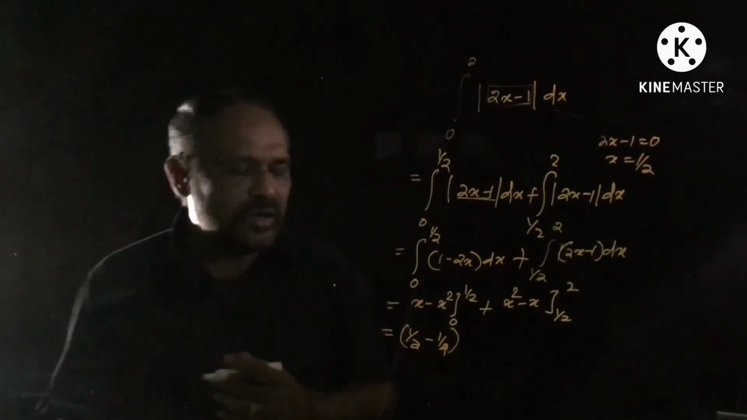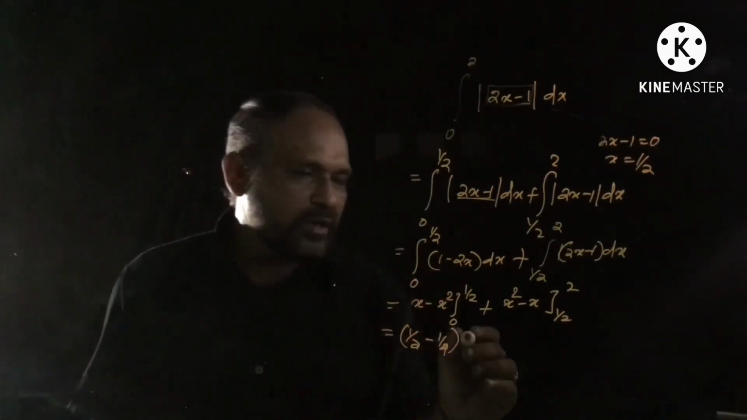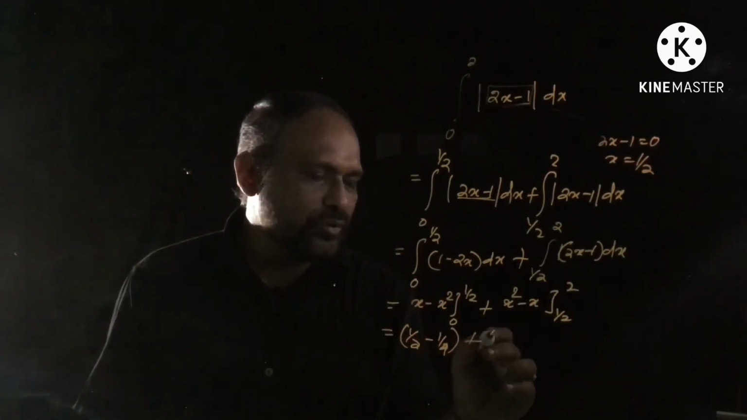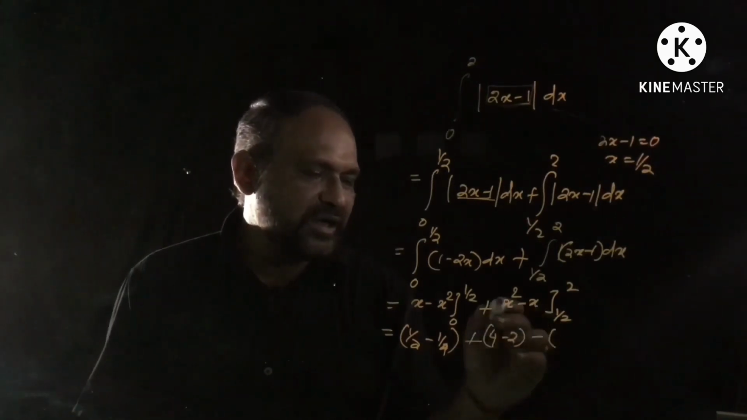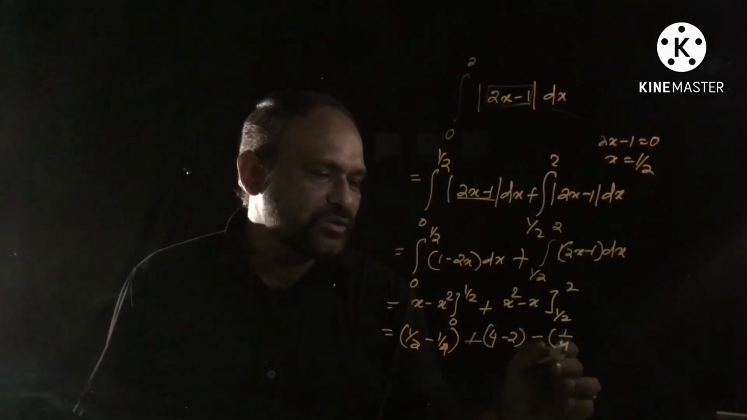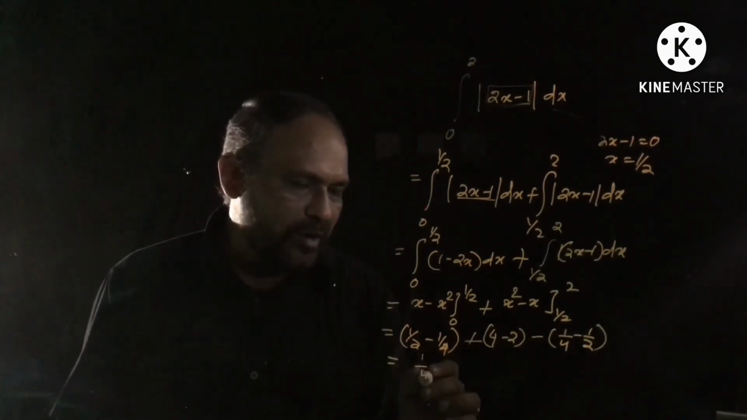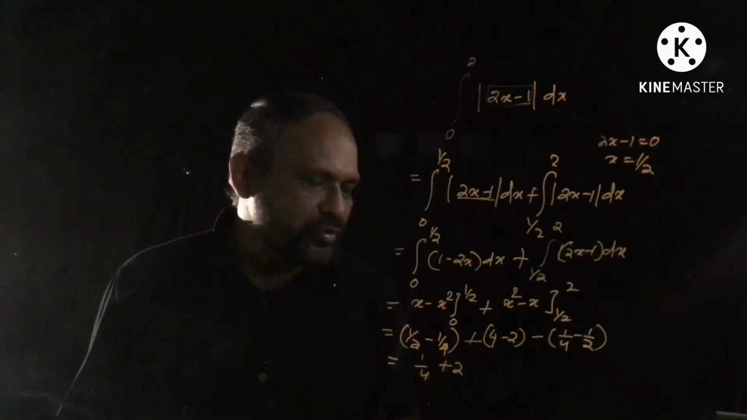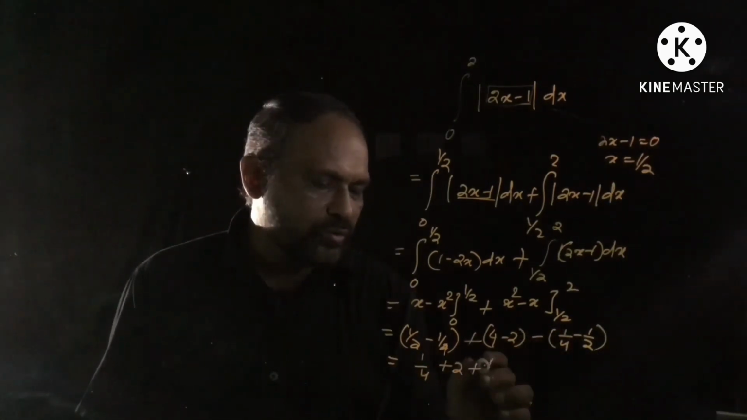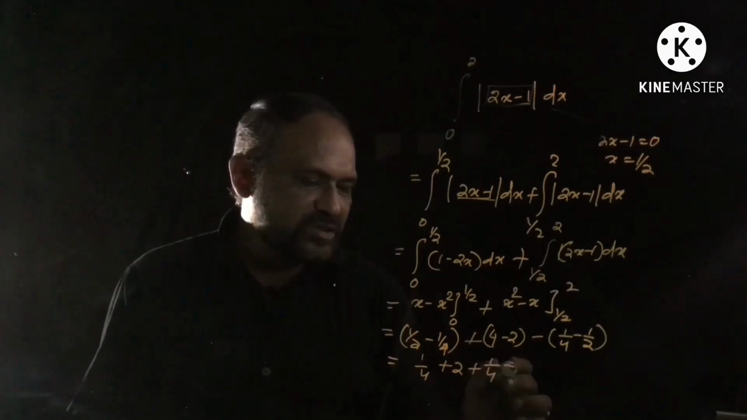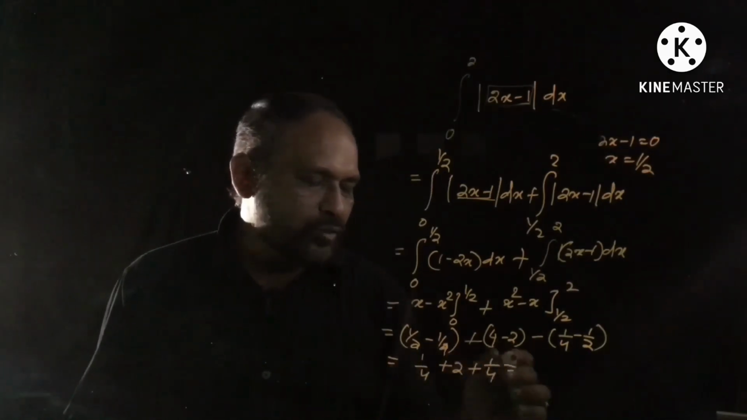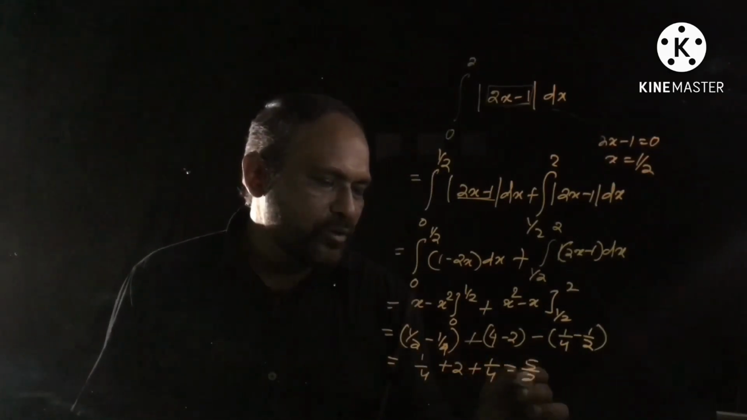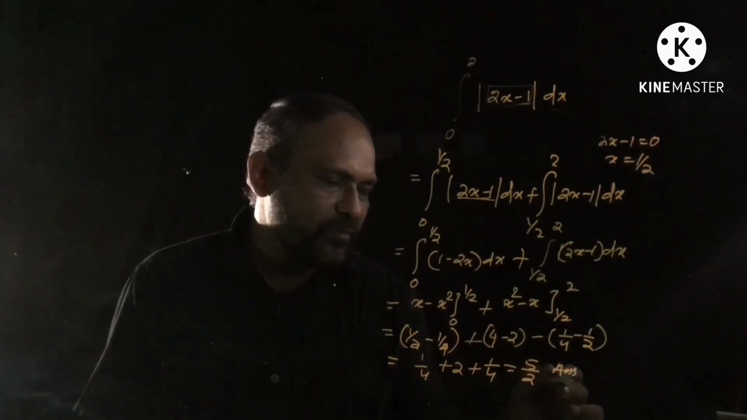If we take x is equal to 0, all are 0. If we take x is equal to 2, that is 4 minus 2. If we take x is equal to half, this is 1 by 4 minus 1 by 2, equal to 1 by 4 plus 2, plus 1 by 4. So this is equal to 1 by 2 plus 2, 5 by 2. This is the answer.